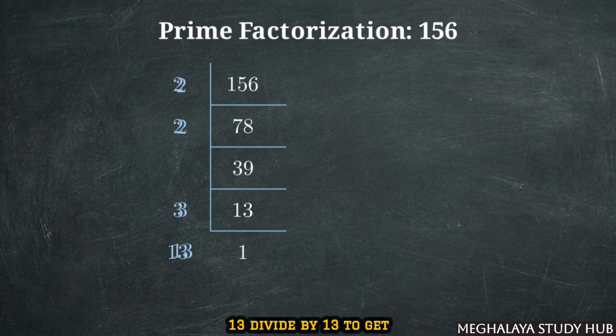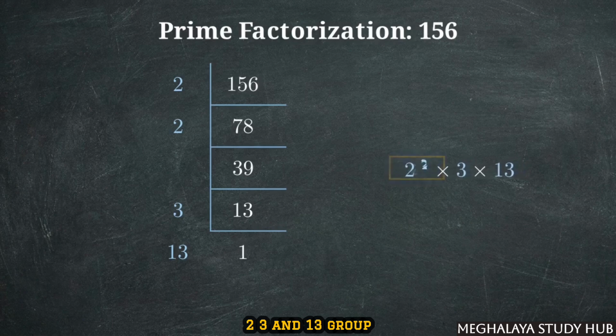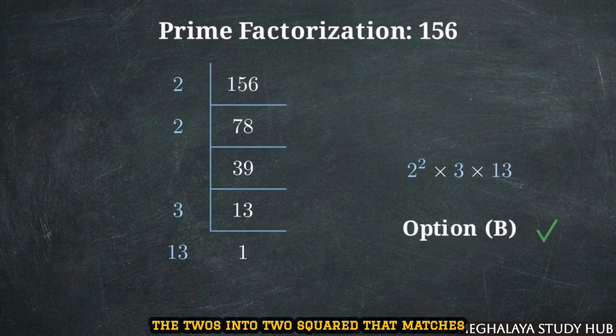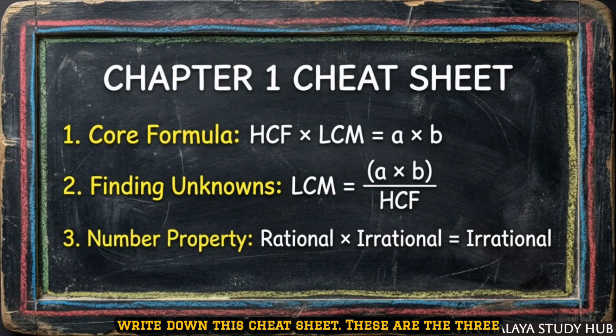Divide by 13 to get 1. Our factors are 2, 2, 3, and 13. Group the 2's into 2 squared. That matches option B. Before you go, pause and write down this cheat sheet.